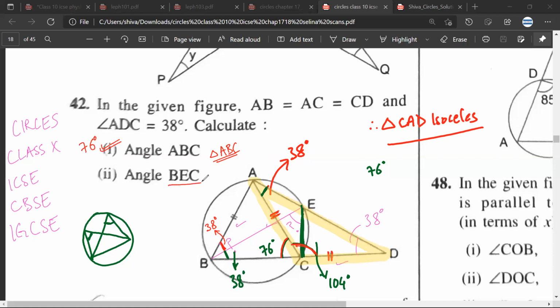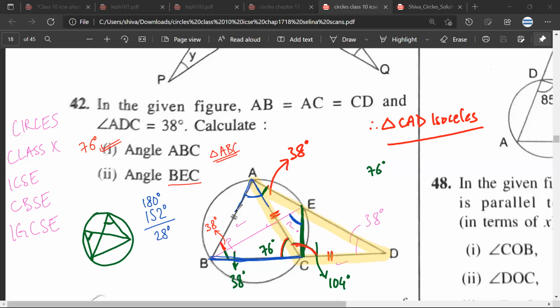Okay. Now we are left with BEC. How do we find this? Mr. CB, this is a chord that you have, BC. This chord will make one angle here and another angle here. Do we agree? Yes. So what we can do is 76 plus 76 would be 152, and 180 minus 152 would be 28 degrees. So angle BAC would be 28 degrees, and so will angle BEC.